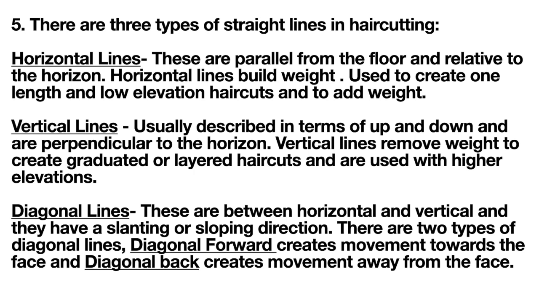Diagonal lines. These are between horizontal and vertical lines. They have a slanting or sloping direction. There are two types of diagonal lines. Diagonal forward, which creates movement towards the face, and diagonal back creates movement away from the face.